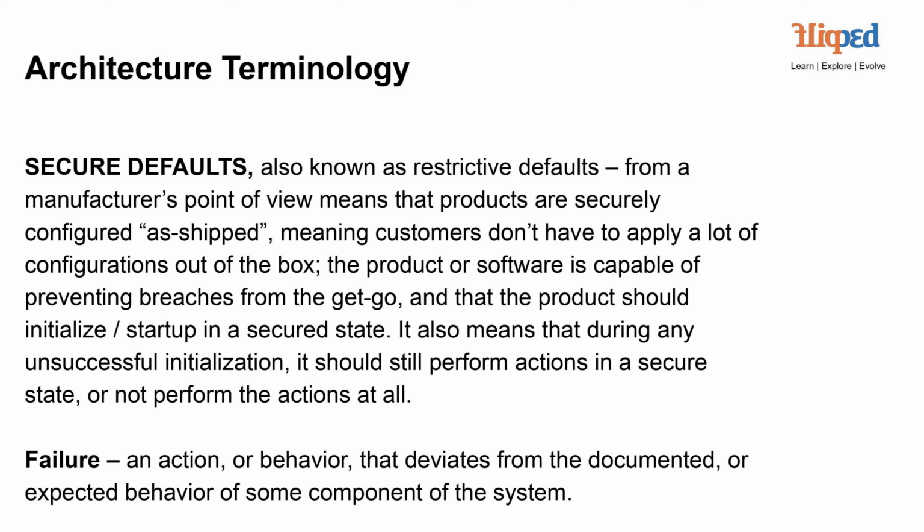Failure. Failure signifies an occurrence where an action or behavior of a system's component deviates from the expected or documented behavior. In other words, a failure happens when something within the system doesn't perform as intended or anticipated, potentially leading to unexpected consequences or outcomes.